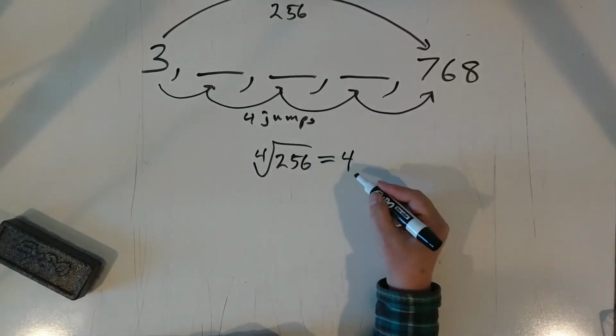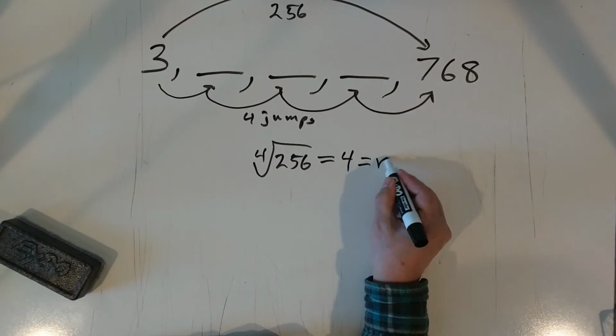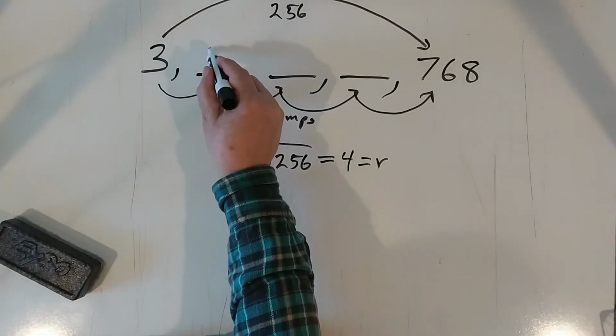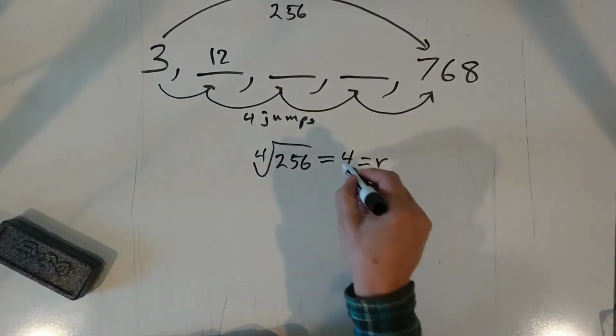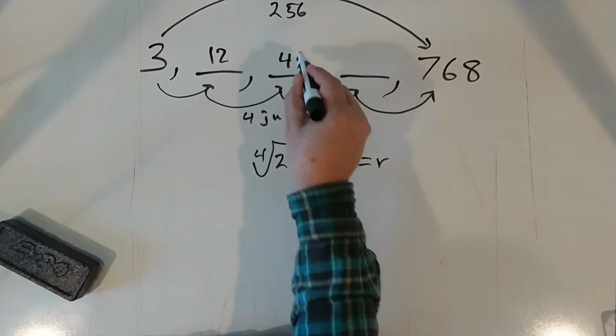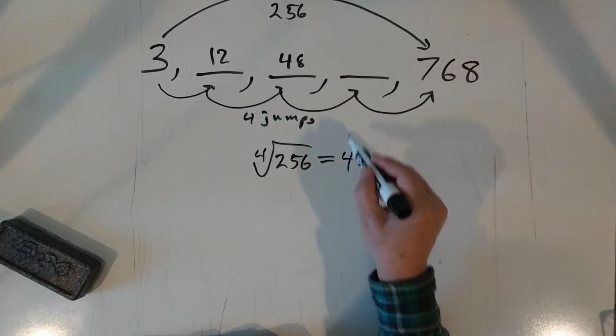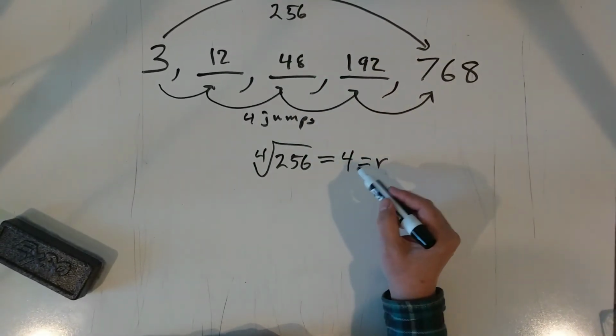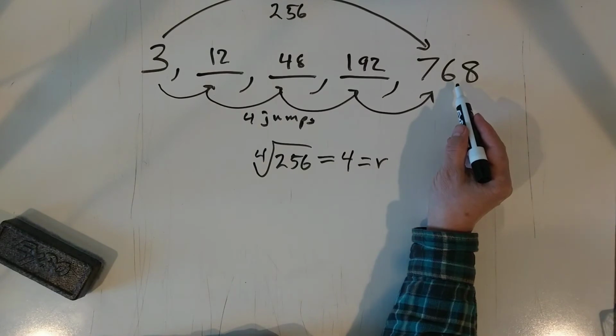Now that I've found the common ratio, I can multiply. 3 times 4 is 12. 12 times 4 is 48. 48 times 4 is 192, and 192 times 4 is 768.